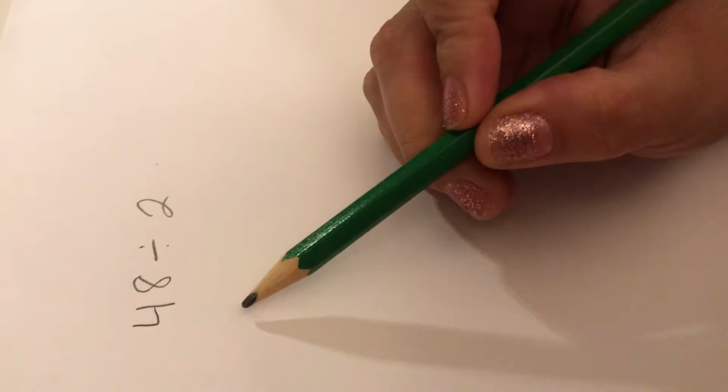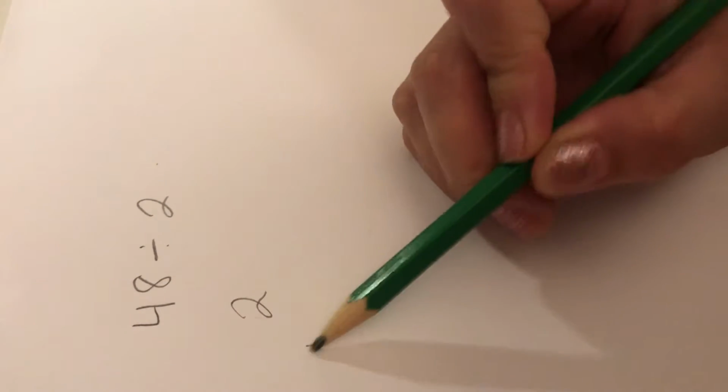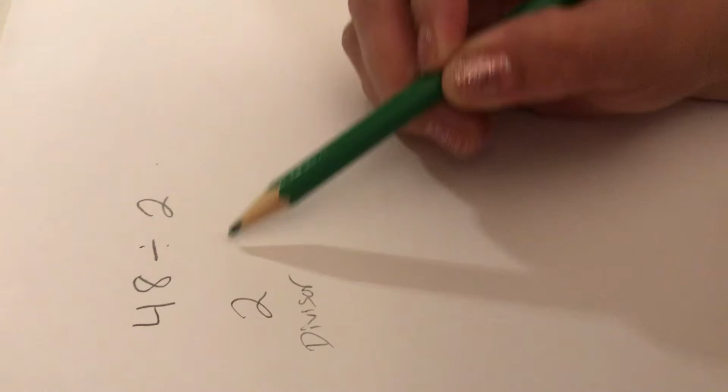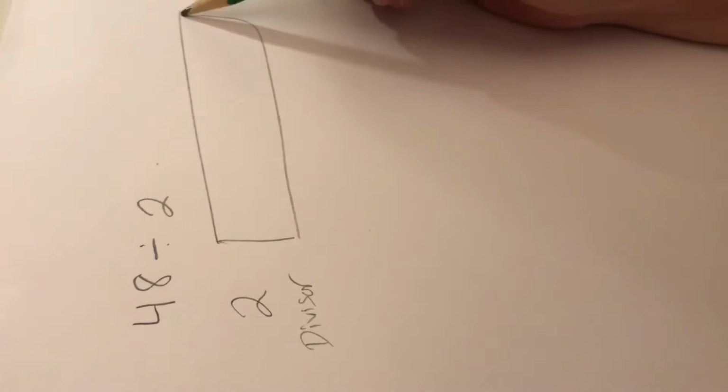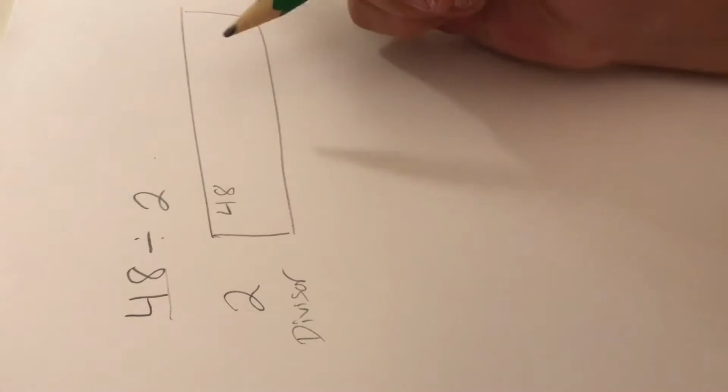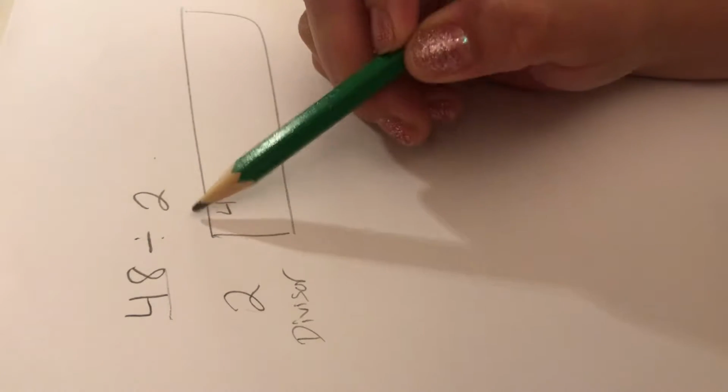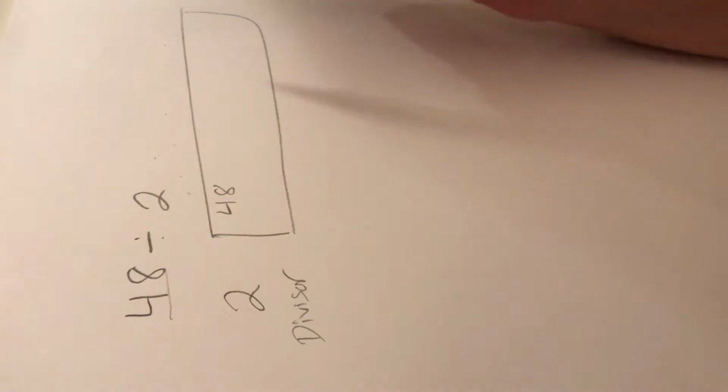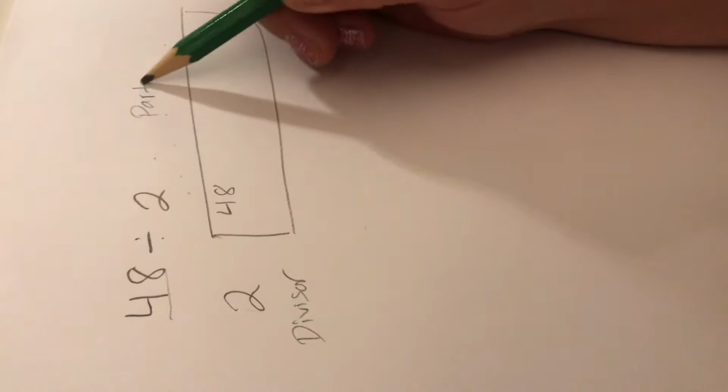There's this model we're using where we put the divisor outside of a box, and then we're going to put the dividend inside this box. And then above the box, we're going to write all of our partial quotients.